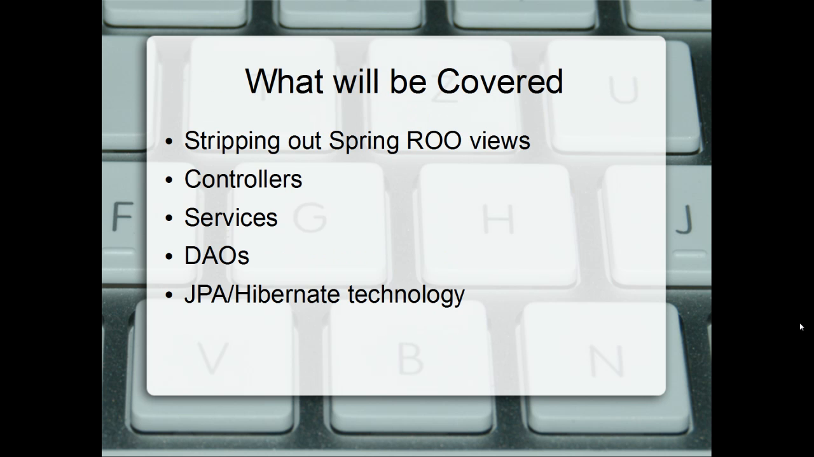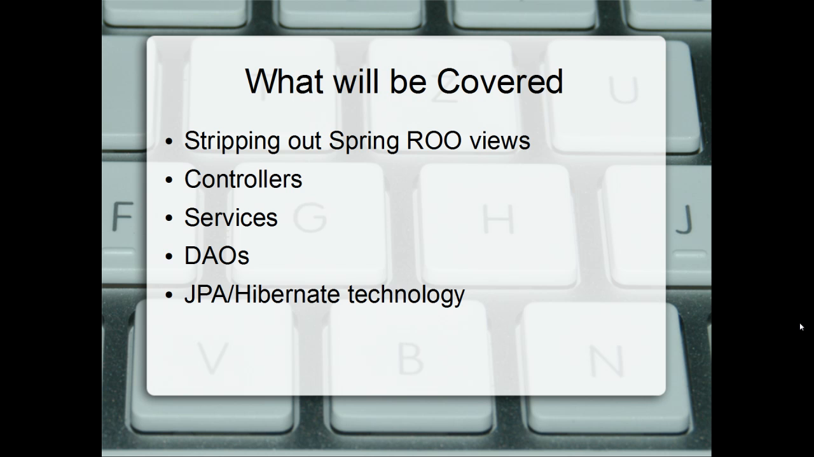So what I'm going to cover is I'm going to strip out most of what we did for the Spring Roo code and the views that it automatically created. The views are great, but I want to customize the view and the functionality of the code in such a way that I will be able to tailor it to my client's needs or whatever the case may be.